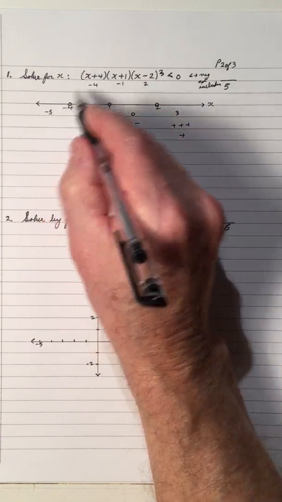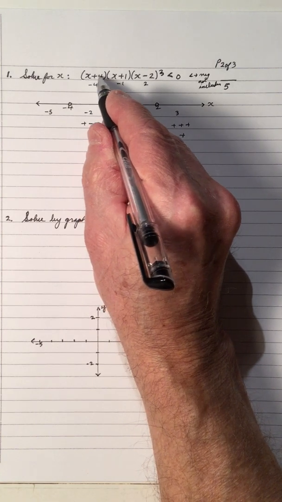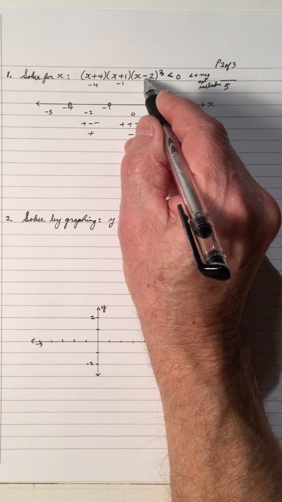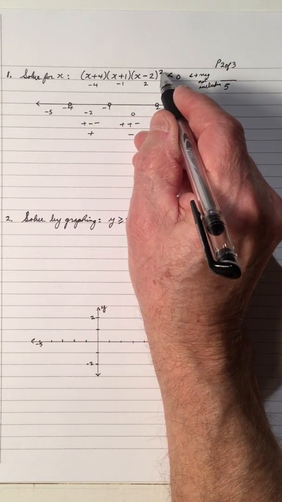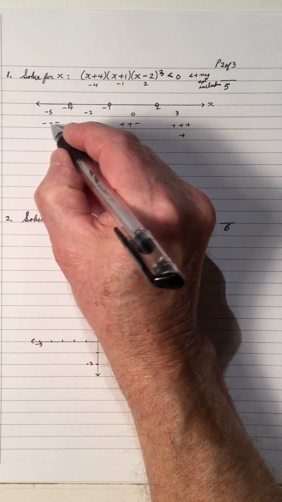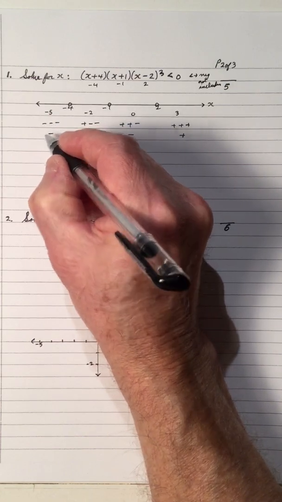And now I'm going to put -5 in. A -5 will make this negative. -5 will make this negative. -5 will make that a negative number, and a negative number cubed is negative. So I get a negative, negative, negative. And the product of 3 negatives is a negative.